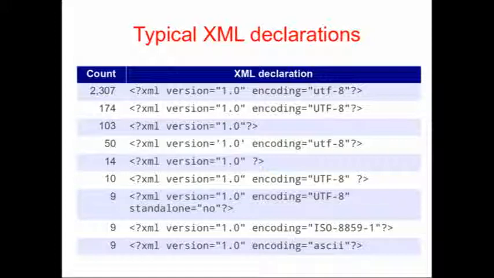I looked through over 2,000 XML files on one of my computers, and these are the different XML declaration heading lines that those files contain. As you can see, almost all of them use UTF-8 encoding. And there are also a variety of single quotes or double quotes that most files use. One or two files have ASCII encoding, and some files are not standalone. They include a DTD that describes the contents of the XML file.